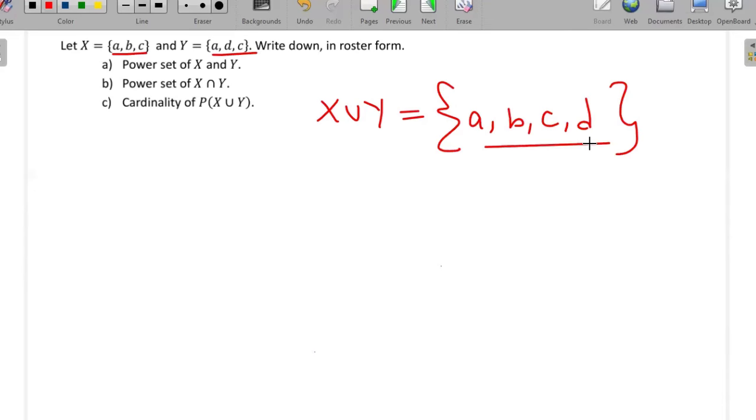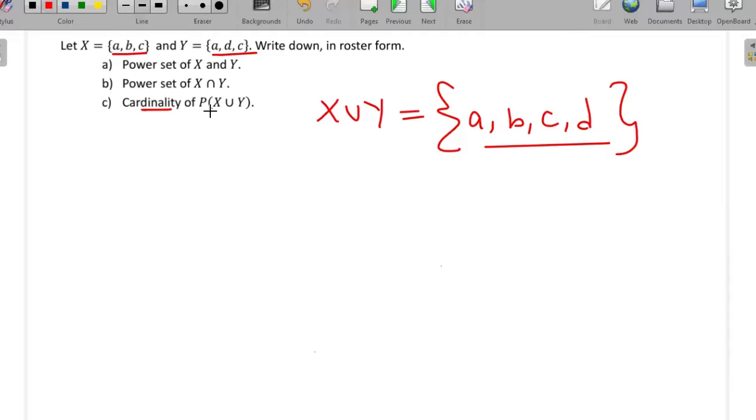Here they're asking for the cardinality of the power set of X union Y. Meaning, how many elements are in the power set of X union Y? Four, right? Are you sure it's 4? How many elements are in the power set of X union Y? Are you sure it's 4? No, it's not true.